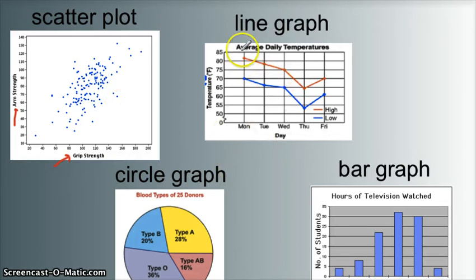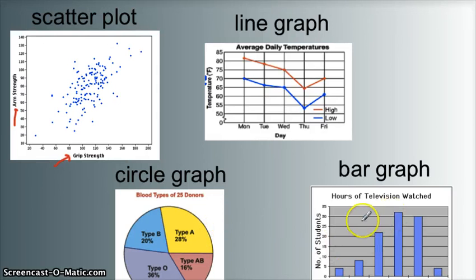Line graph here. You can see it's plotted on a graph, temperature per day. So on Monday, here was the average temperature. On Tuesday, here was the average temperature. Here was the low, here was the high, and so on. That's a pretty good experiment. Circle graph looks like blood types of 25 donors. So they picked 25 donors and asked them their blood type, and had a pie chart, as they're often called, where it shows you the percentages there.